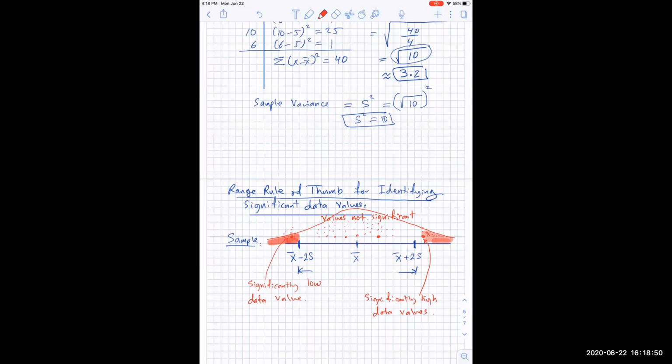Okay. And then the majority of the bulk. Okay. So we call this the range rule of thumb for identifying significant data values. Any questions?